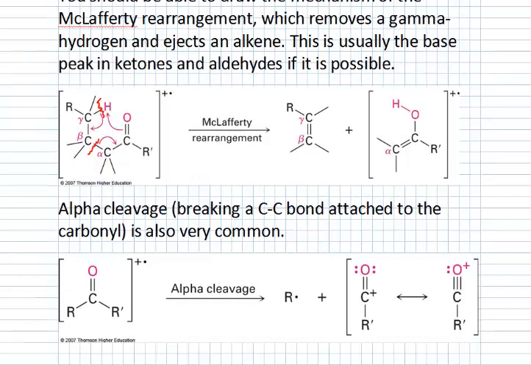Now, alpha cleavage itself, where we break the CC bond attached to the carbonyl, so that breaks the carbon-alpha bond, is much simpler. It just makes a resonance stabilized carbocation. There's no radical cation here, whereas in the McLafferty there's a radical cation because we ejected a neutral alkene. With alpha cleavage, we eject a radical, which we don't see, and then we're left with the carbonyl carbon and whatever was attached to it on the other side.